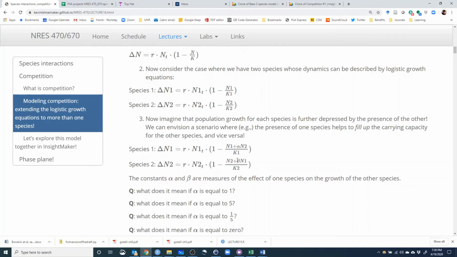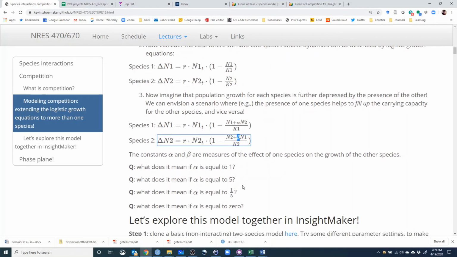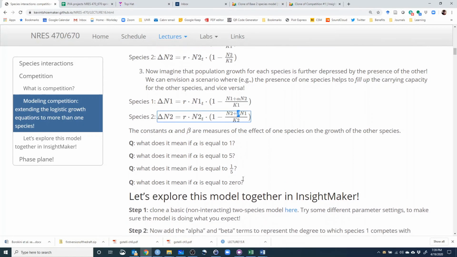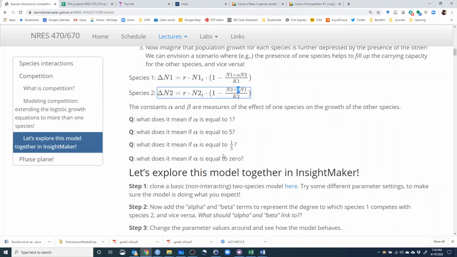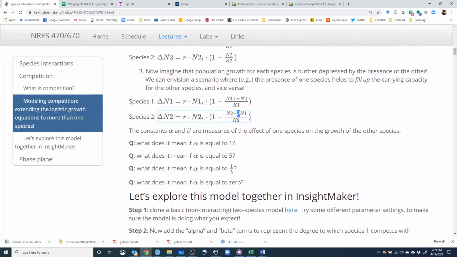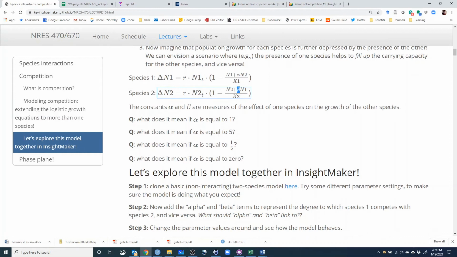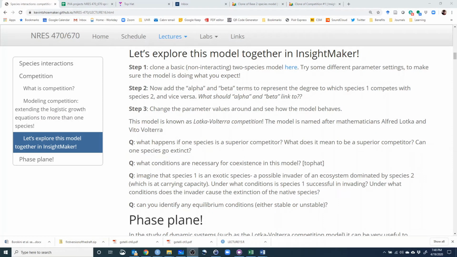And you can interpret the beta term exactly the same way. This is how you interpret these competition coefficients, all right? Hopefully that makes some sense. We can look at this model more in InsightMaker, which we will do next. Let's explore the Lotka-Volterra competition model in more detail in InsightMaker.